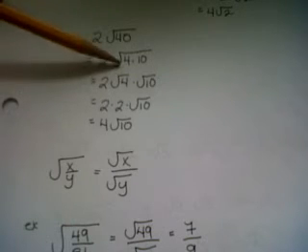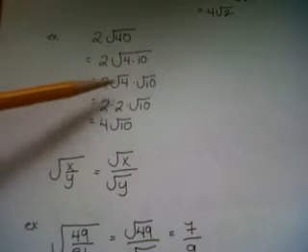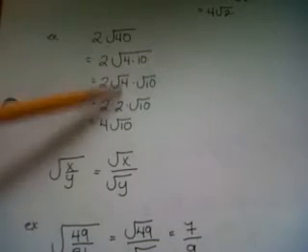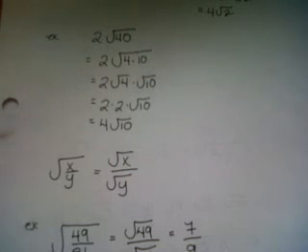So here we'll take a look at another example. I have 2 square root of 40. So I can break that down into 2 square root of 4 times 10. And so that's 2. I can break this apart into its 2 pieces because of our little rule. So that's 2 square root of 4 times square root of 10. But the square root of 4 is 2. So now I have 2 times 2 times square root of 10. And that gives me 4 square root of 10.